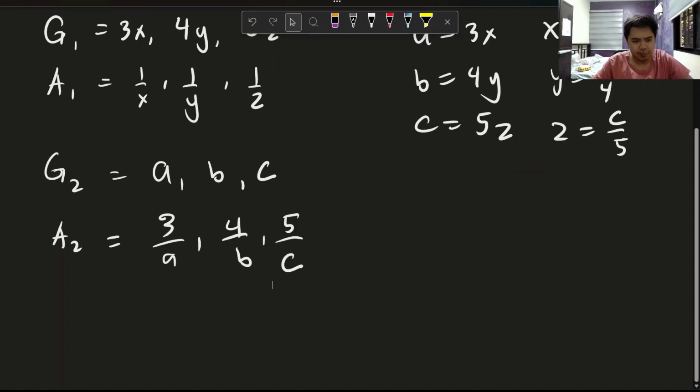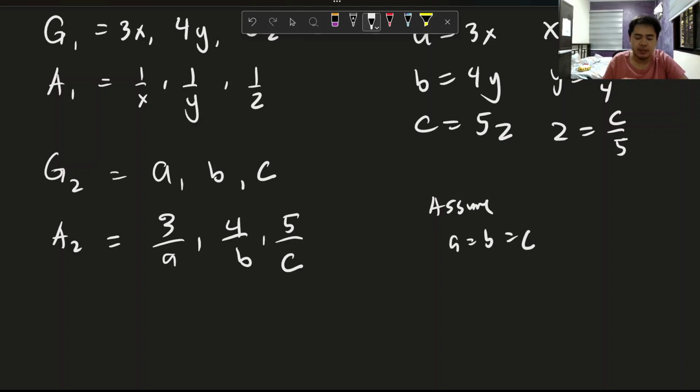So now, in that video, I assumed that A equals B equals C. This is just an assumption. This is not a fact. Maybe there's another geometric sequence that could work that doesn't involve setting them up as the same number, right? So how can we find that?